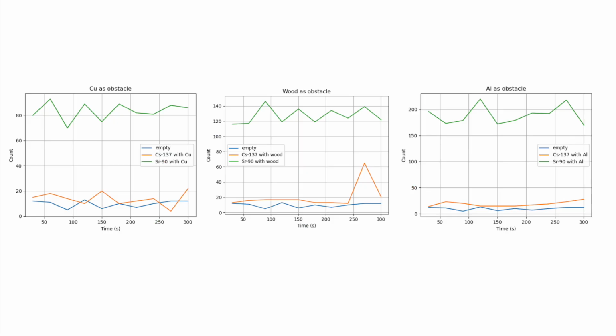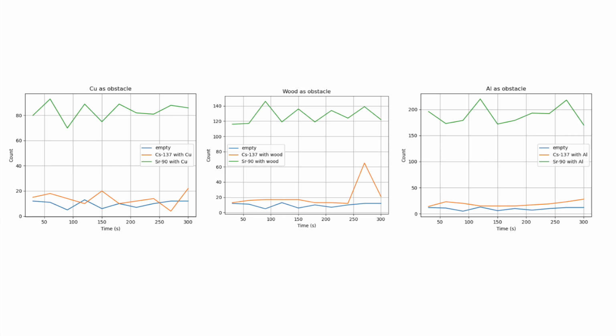In the experiment, we observed high count rates for strontium-90 and low count rates for cesium-137, which we will explain in the next section. And as the density of the material increased, the count rates decreased as expected, and the thickness of the obstacles also affected the count rates.